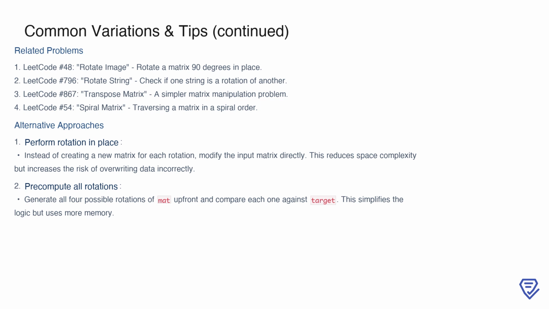In terms of alternative approaches, you could choose to perform rotations in place instead of generating new matrices. While this reduces space complexity, it introduces a higher risk of overwriting data incorrectly, so it requires careful implementation. Another approach is to pre-compute all 4 possible rotations of the matrix and store them. This simplifies the comparison logic but increases memory usage.